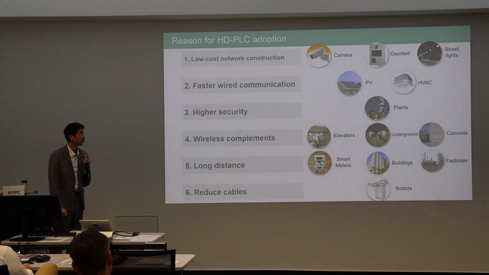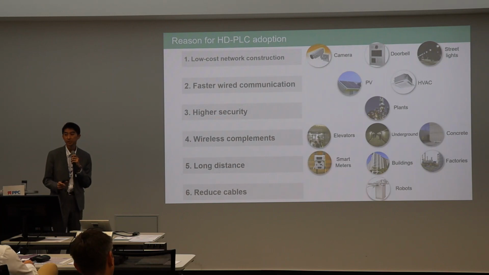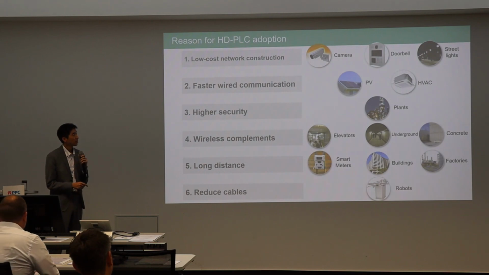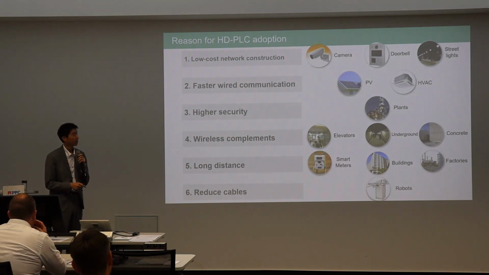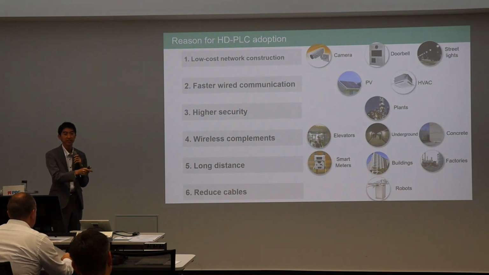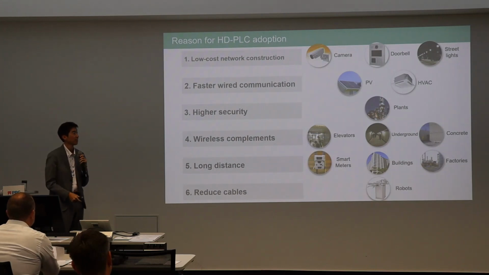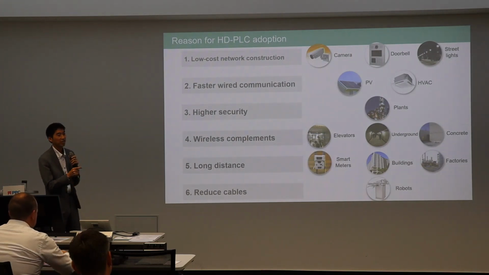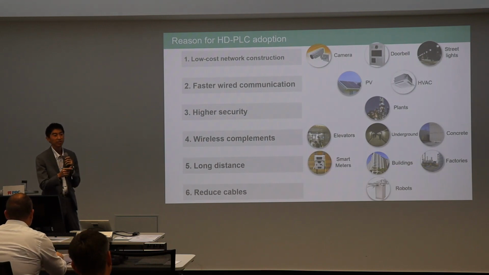The second reason is faster wired communication. PV and HVAC systems have traditionally used low-speed serial communication. But now the acquisition of sensor information and the exchange of control signals have been increasing to achieve more energy efficiency. So HD-PLC, which can achieve high-speed communication on an existing serial communication line, is adopted.